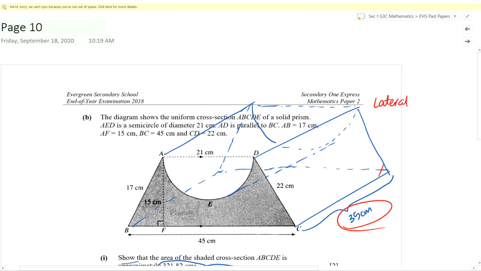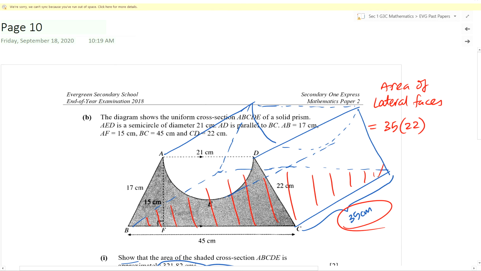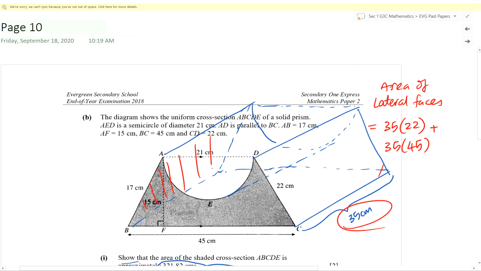Lateral faces. Area of the lateral faces will be 35 multiplied by 22. So that's the one over here, and we said that there's one at the bottom. At the bottom, it is again another rectangle, plus 45 multiplied by 35. So let's put it as 35 multiplied by 45. Now that's the bottom already. We've got another side. This will be 35 cm over here, multiplied by 17. So 35 and 17.